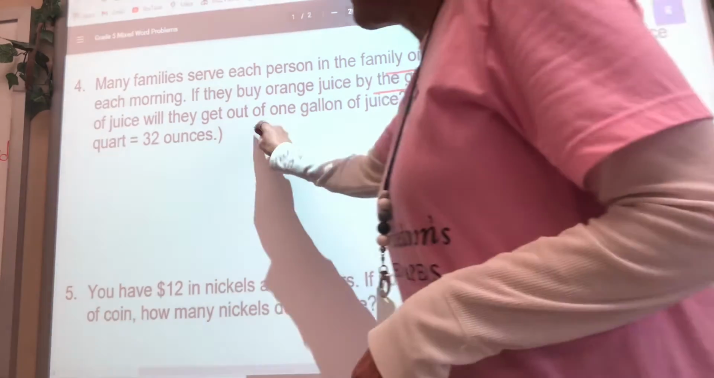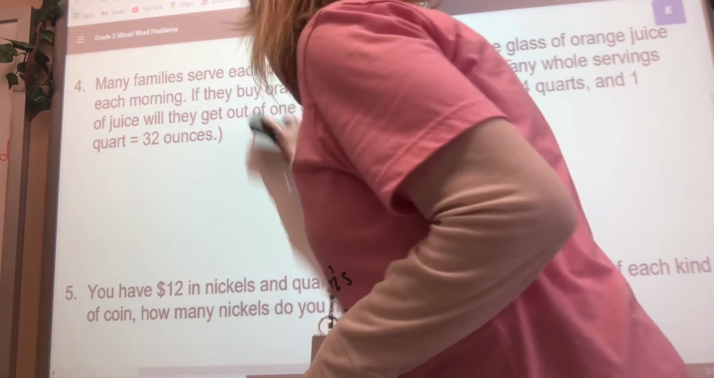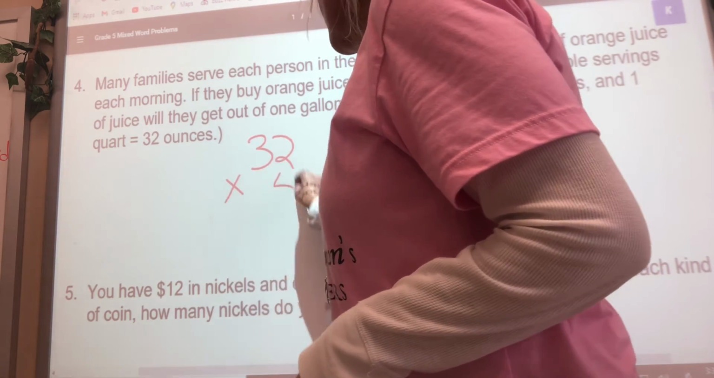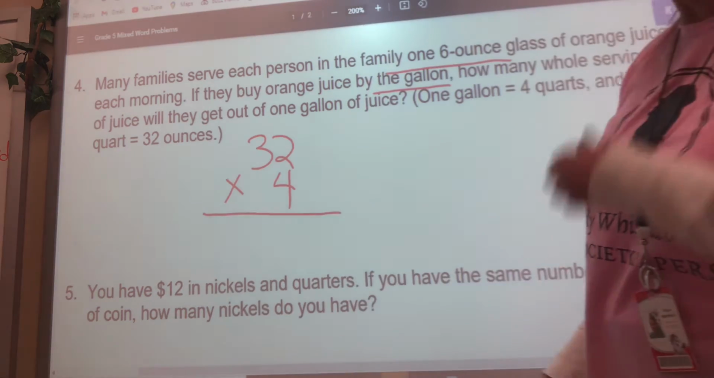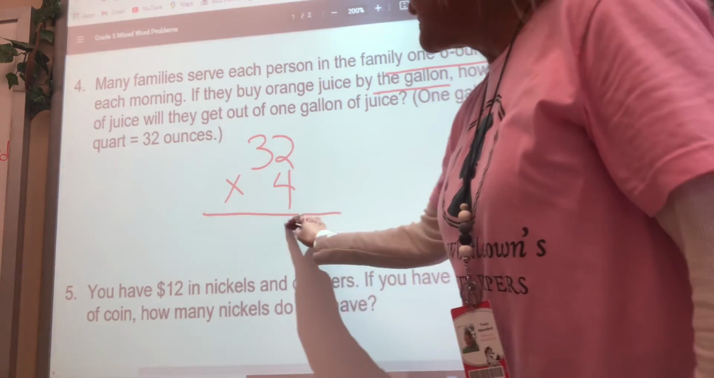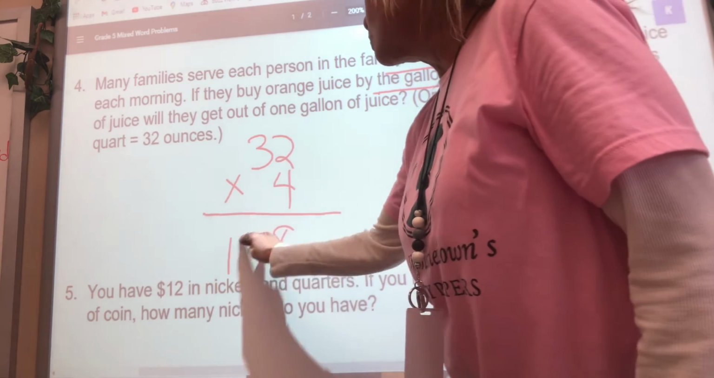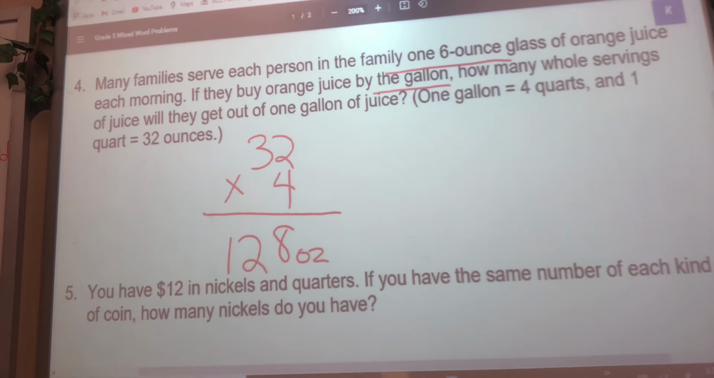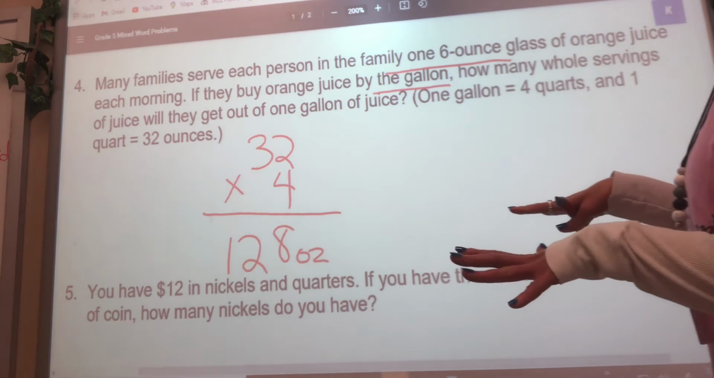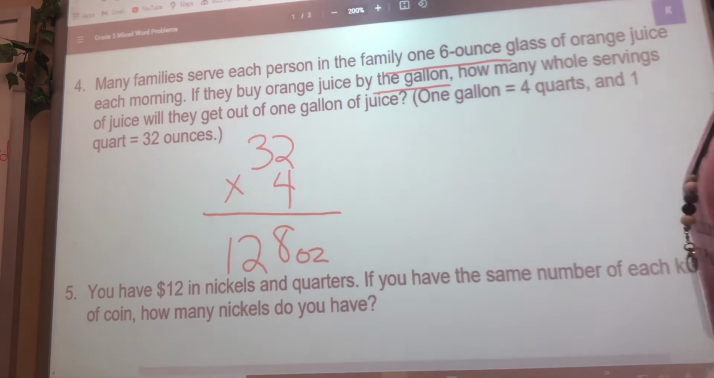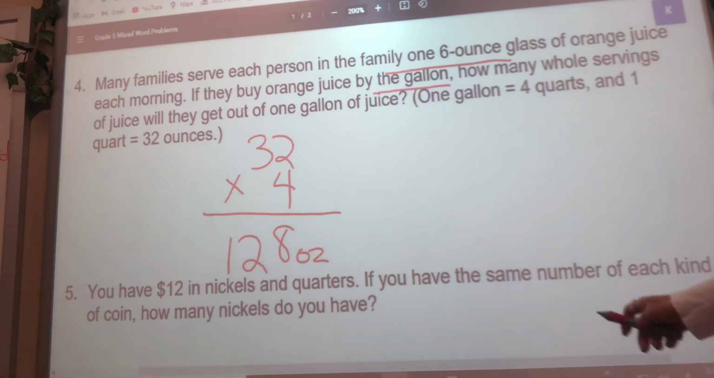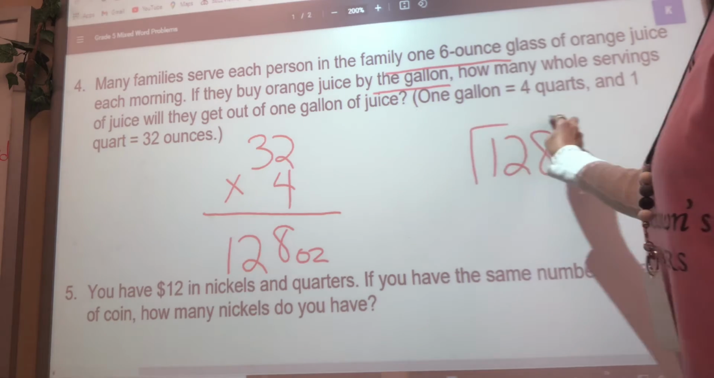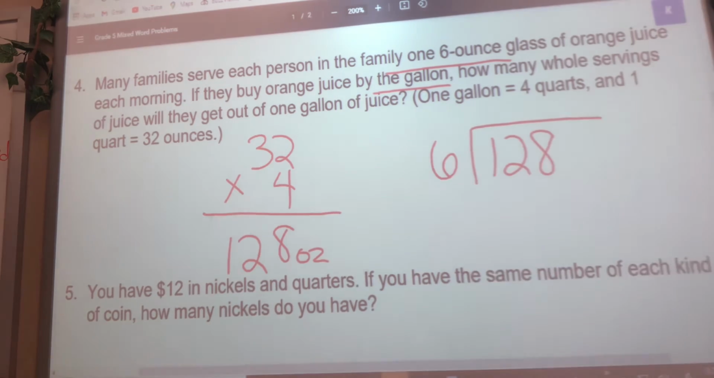So let's do that. So we'll do 32 ounces, and I have 4 quarts, so I would have 32 4 times. 4 times 2 is 8. 4 times 3 is 12. So I have a total of 128 ounces, and I'm splitting that up into 6-ounce glasses of orange juice for each person. Okay, so I would take the total number of ounces that I have, divide it by 6.